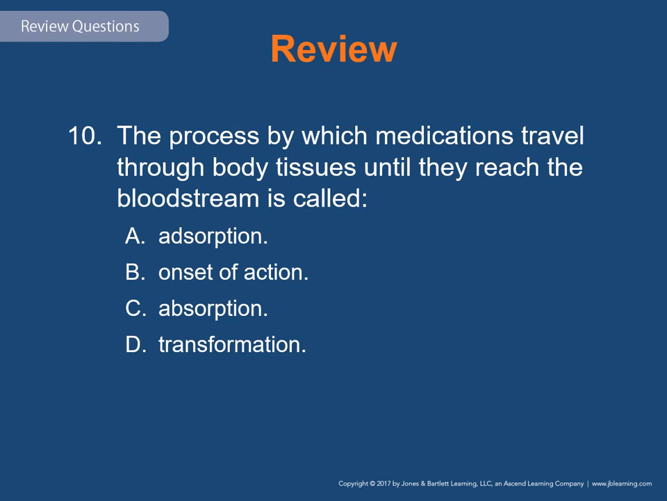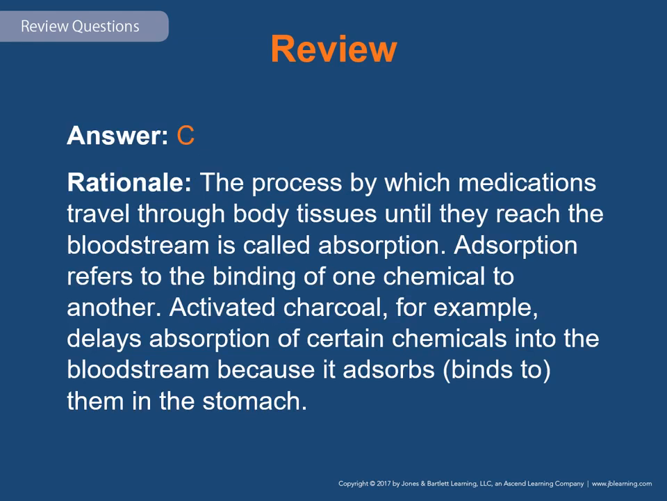Number 10, the process by which medications travel through body tissues until they reach the bloodstream is called A, adsorption, B, onset of action, C, absorption, or D, transformation. And it is C. The process by which medications travel through body tissues until they reach the bloodstream is called absorption.